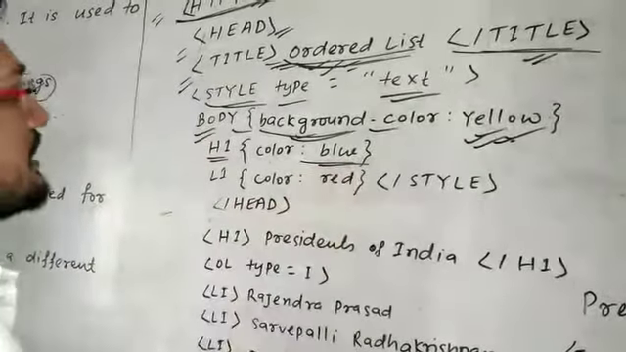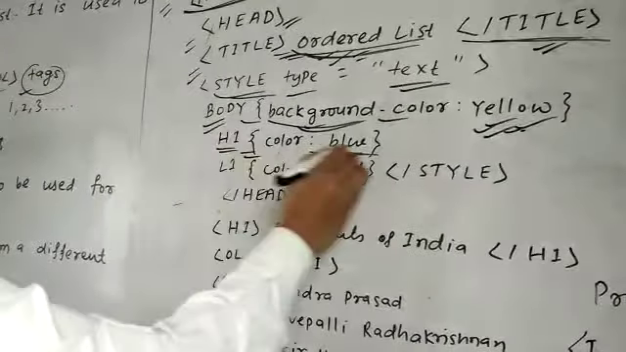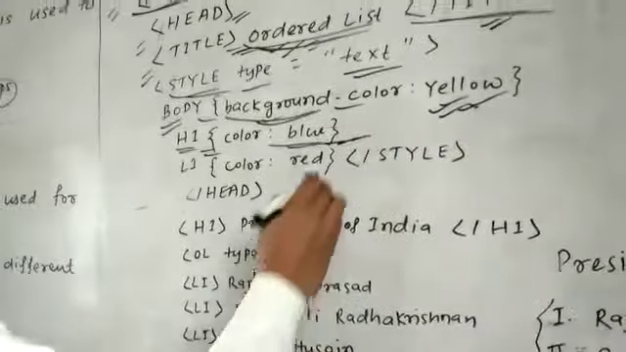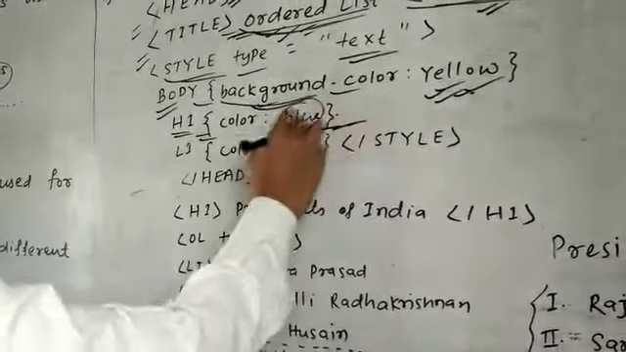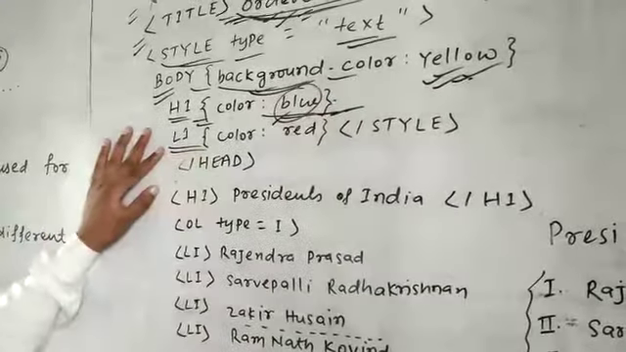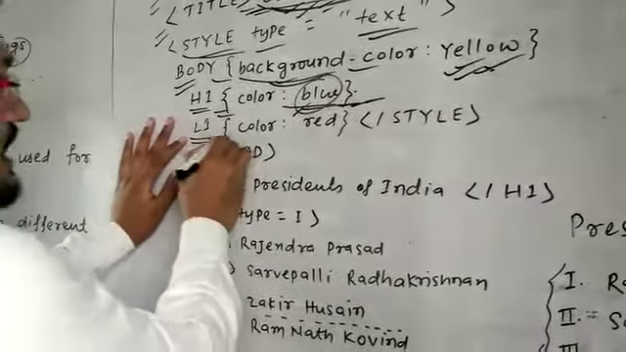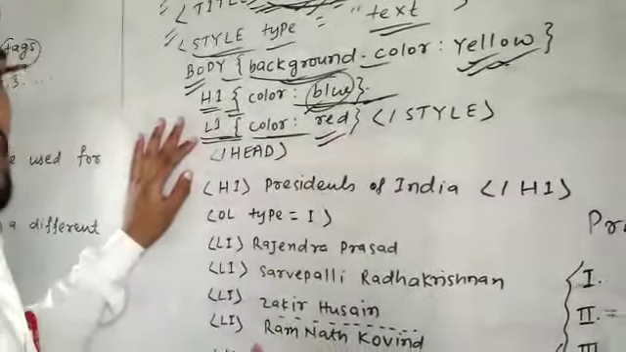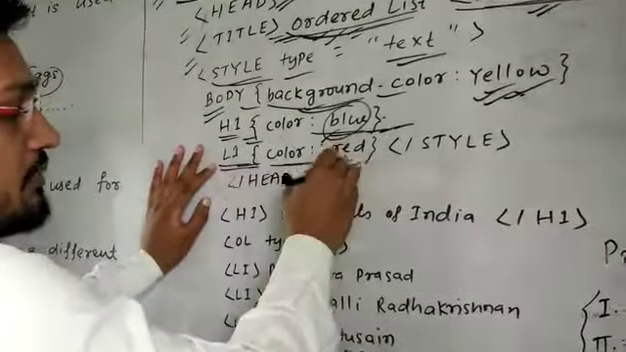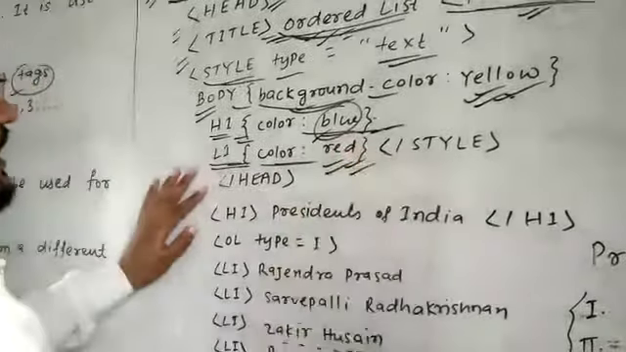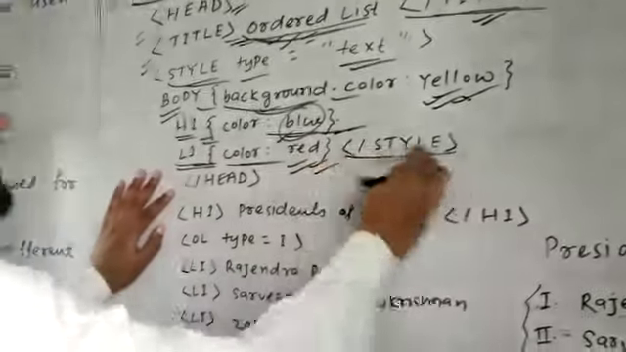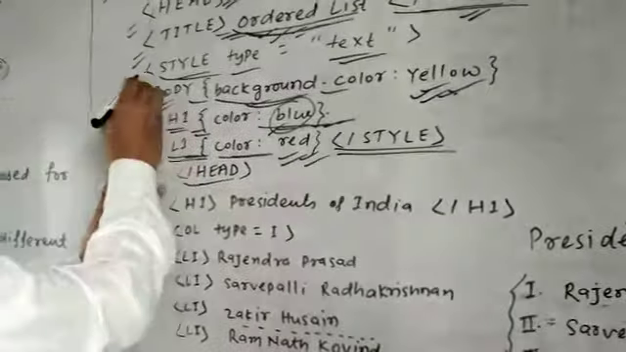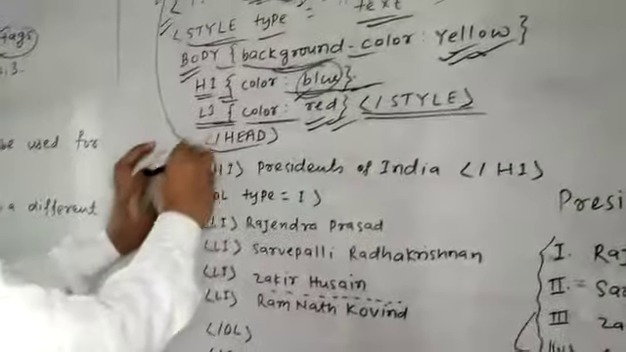If we set the heading color to blue, our heading is represented in the output in blue, and we set the list item color to red, so in the output our items are represented in red. Then close the style tag, then close the head tag.